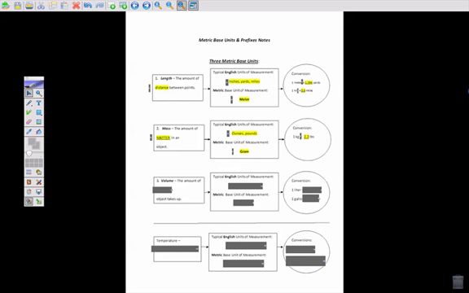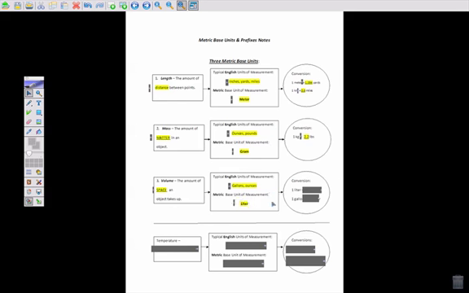The last base unit in the metric system is volume. Volume simply measures the amount of space an object takes up. It is a three-dimensional measurement. In the typical English units of measurement, we measure how much space something takes up in gallons or ounces. The metric system, on the other hand, the base unit of volume is the liter.